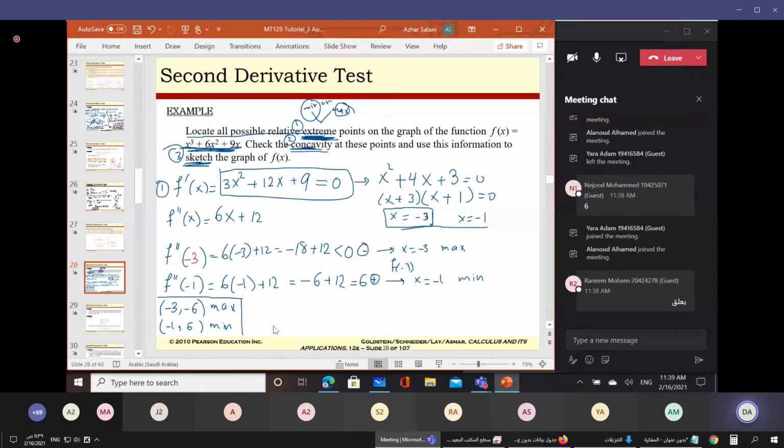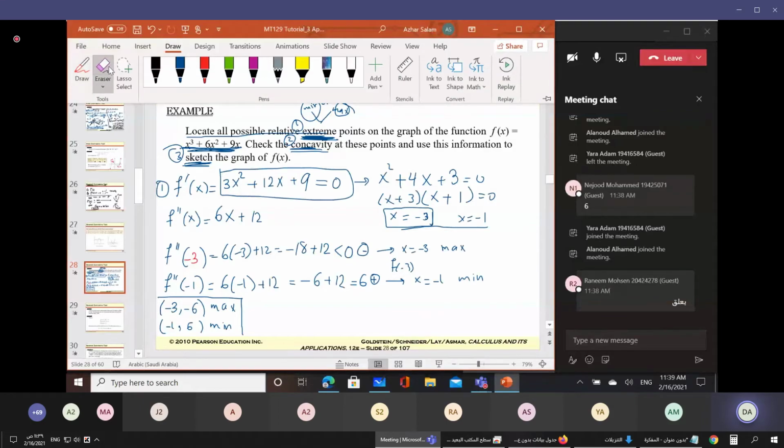I will erase now some of this to complete the solution, and I will keep this. Okay, I will check the concavity, so I will keep also the second derivative.